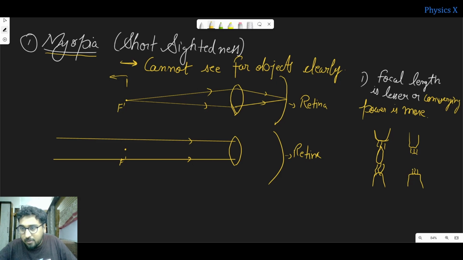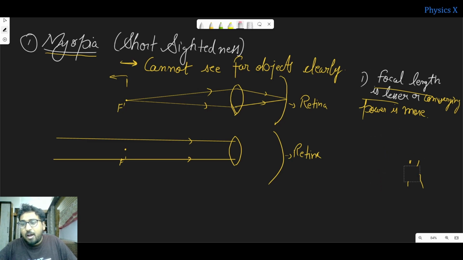So this lens remains a bit thicker. However, it should be much thinner. If and only if it is a thinner lens, then the focal length of this lens will be more, because the focal point will be further far away, since the converging power of this lens will be less. So what happens is the focal length is lesser, or the converging power is more.